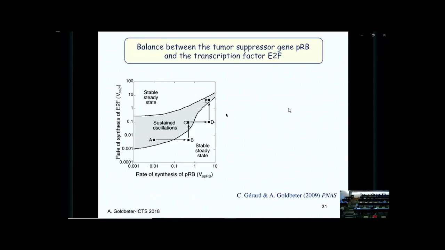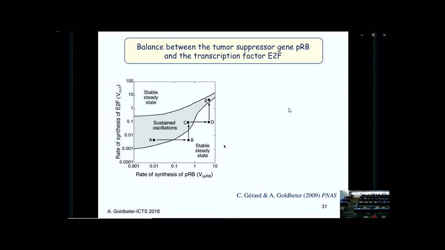What can we learn from this model? First of all, we can study the bifurcation diagram in a two-parameter space. For example, the rate of synthesis of E2F in the ordinate and the rate of synthesis of PRB. This is a brake on the cell cycle. This activates progression. And we have a domain in which we have sustained oscillations and a stable steady state. So the oscillations are observed by integrating the system of 39 differential equations.